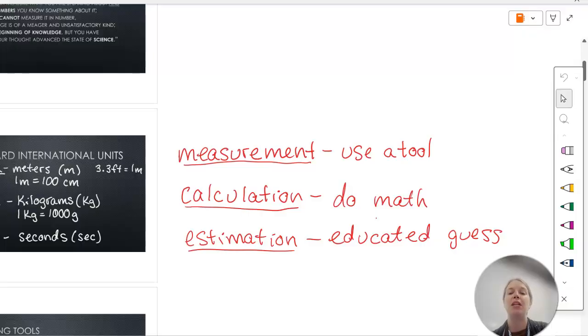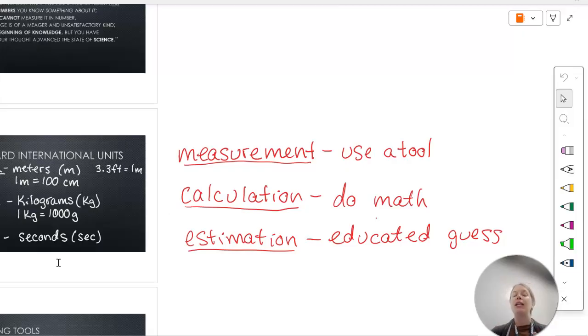So a measurement uses a tool to take a measurement of something. How well that thing is measured is based on the tool that you use. So I can measure my height in hands, right? I can stack my hands on top of each other and figure out how many hands tall I am. But that's not very precise. So we would use a meter stick or a measuring tape or a 2-meter stick to measure my height.